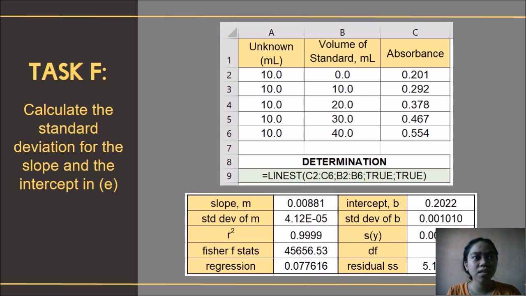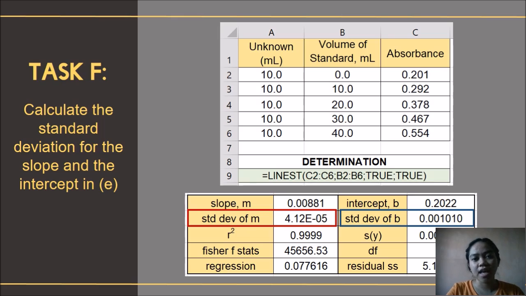So what this question asks us to find is the standard deviation of the slope and the intercept. This is the standard deviation of the slope, and this is the standard deviation of the intercept. And yeah, you just need to use Excel for this for faster solving.